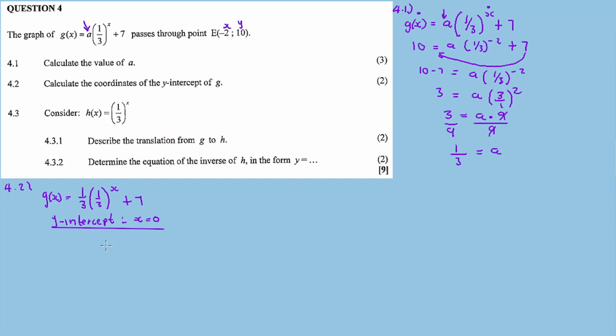So it's a straightforward one. y is equal to 1 over 3 in bracket 1 over 3 raised to exponent 0 plus 7. So 1 over 3 raised to exponent 0 is 1. 1 times 1 over 3 is 1 over 3 plus 7. It's going to be 22 over 3, if I'm not mistaken.